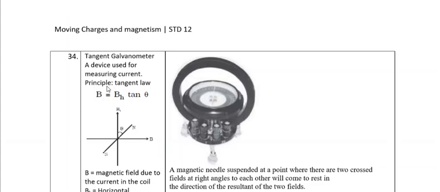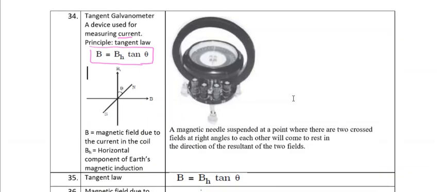So we have so far discussed the two sections, the two parts of moving charges. Now we are moving to the third part of this physics lecture series. Tangent galvanometer. This is a device used to measure current. Its principle is B is equal to BH into tan theta.